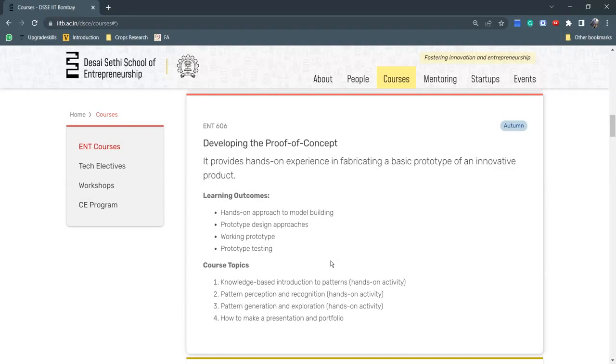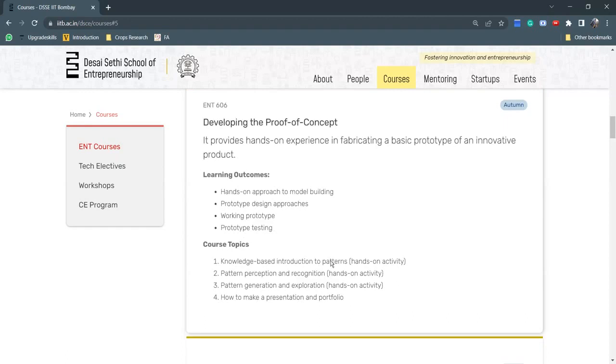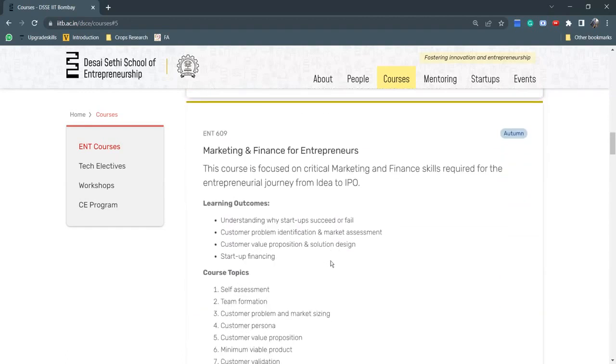If you have a good product, you can sell it and get hands-on, practical experience, and ENT is all about that. If you want to have that practical experience, then only you can go through it. So that's what happens in this developing a proof of concept course.